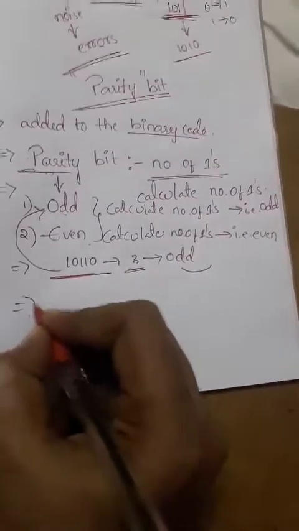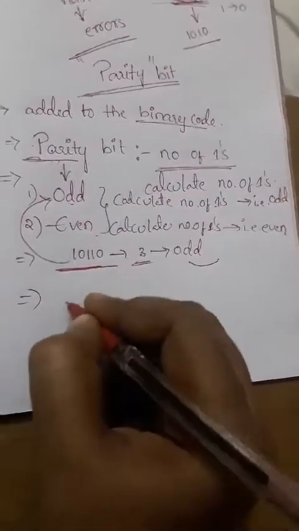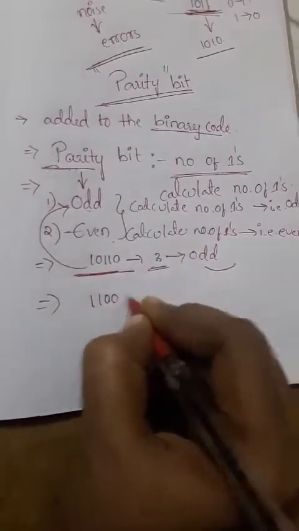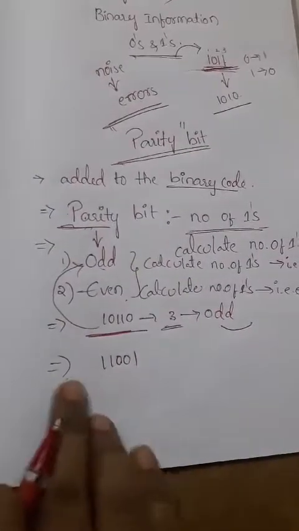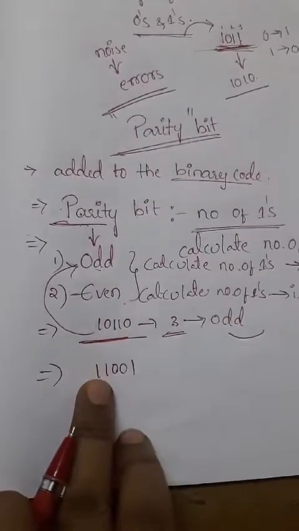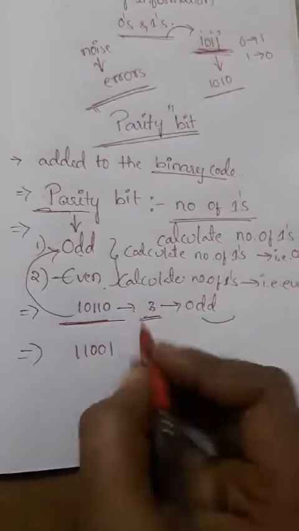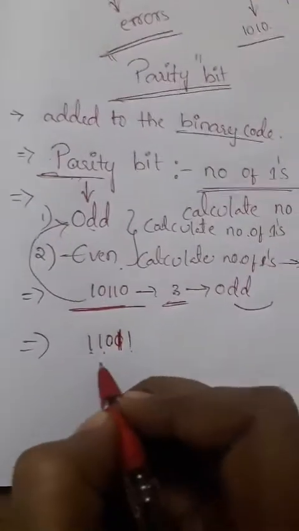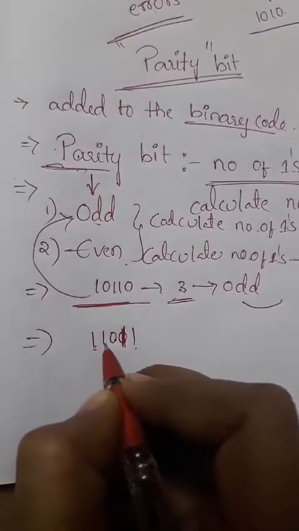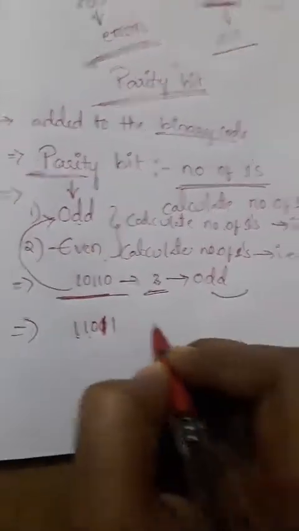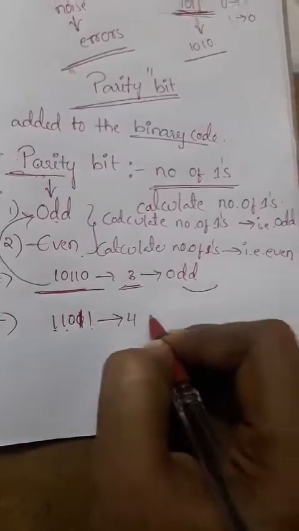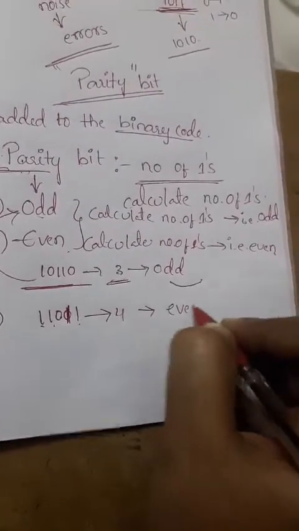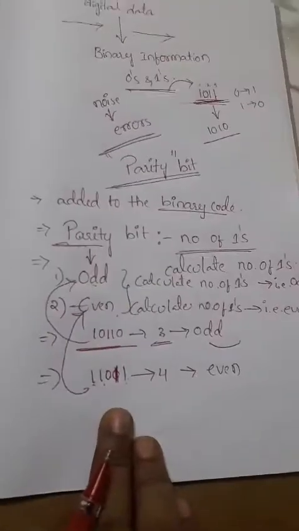Okay, so I can take one more example for even parity. 11001 is a 5 digit code. Here just calculate how many ones we have. Suppose I take 11011. Just count the number of ones: 1, 2, 3, 4. So we have 4 ones. 4 is an even number. So that means we can consider this as an even parity number.